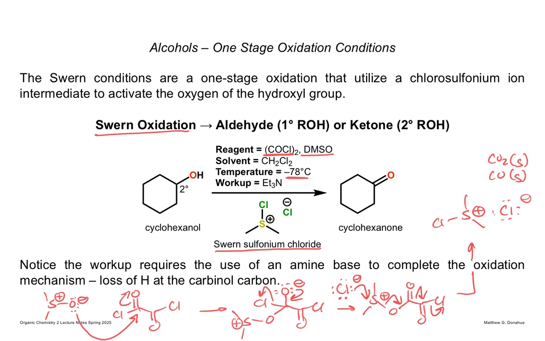So depending on the dilution with the dichloromethane solvent, you might see this bubbling as that gas is evolved. And so that sulfonium chloride is the active thing that removes the H from that oxygen. What you'll notice in here is there's no heavy metals. There's no chromium, there's nothing like that. So it's a fairly straightforward reaction to run.